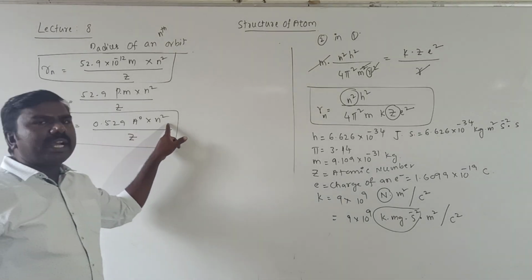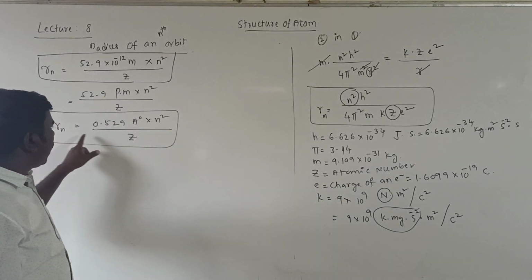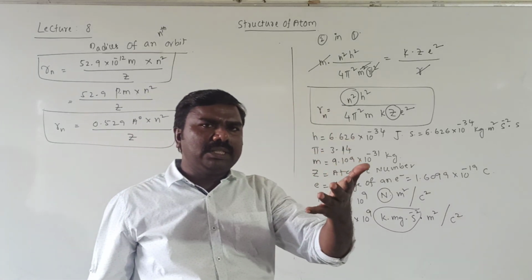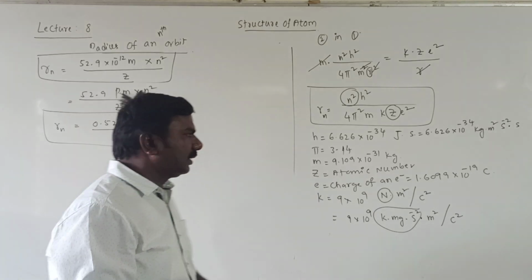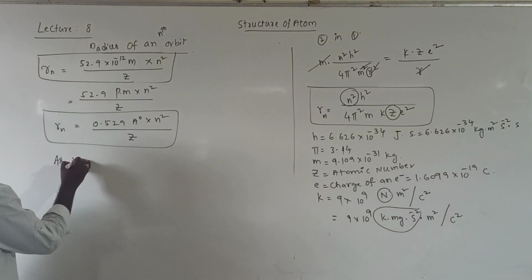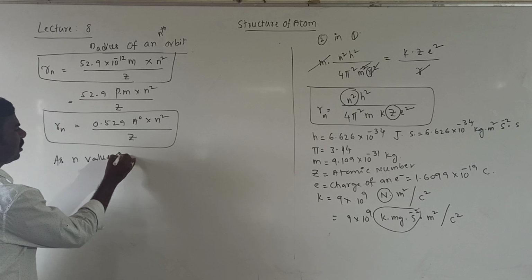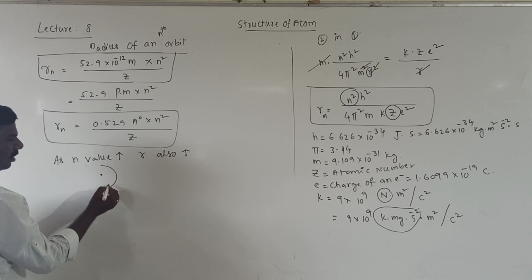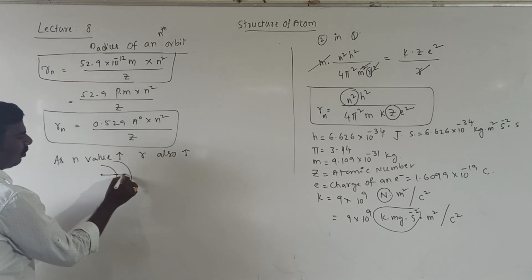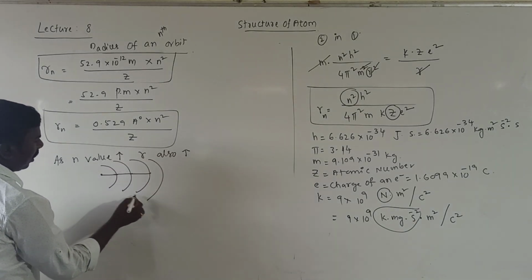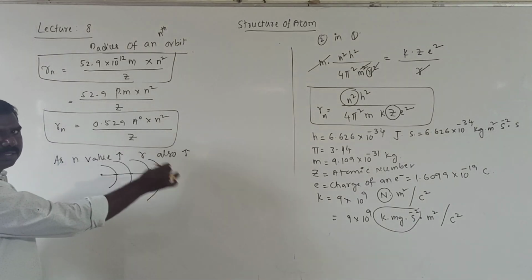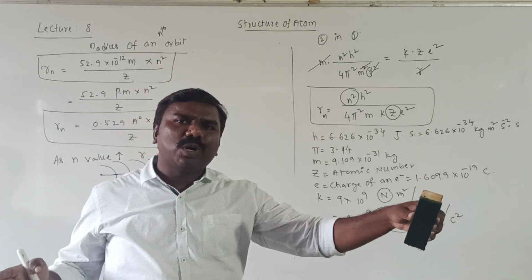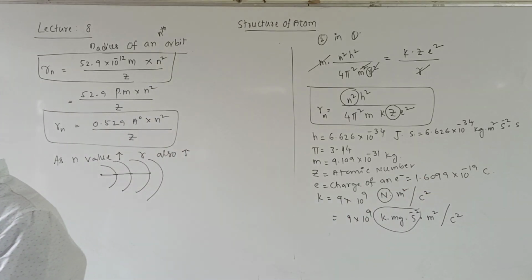The r value is directly proportional to n square and inversely proportional to z. So as the n value increases, the radius also increases. It means this is the radius of the first orbit, then the second orbit, third orbit, fourth orbit, like this. Understood? As the number of orbits increases, the radius of the atom also increases. So this is the formula for us.